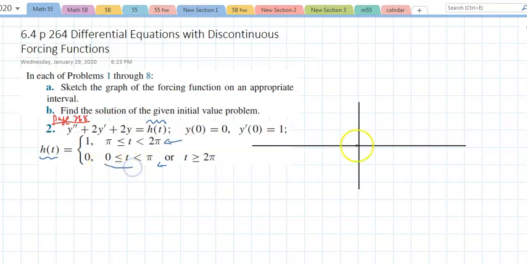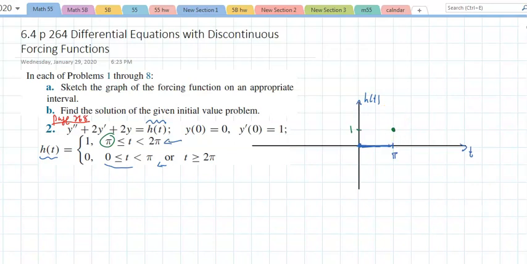Between 0 and pi, assume pi is right there. I'm scaling this as I see fit. Between 0 and pi, where this is t and this is h, that happens to be 0. So there's nothing there. And once I hit pi, I am at 1.